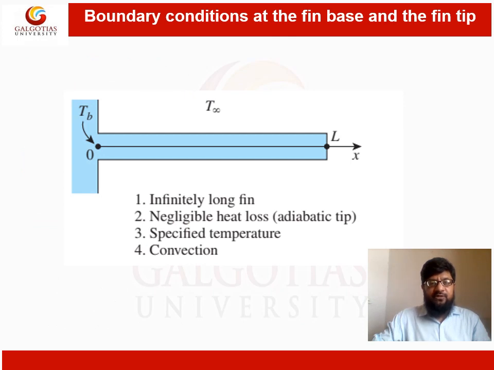So as I have told you, there may be many conditions at the end of the fin, that is the tip. In the first case, it is the infinitely long fin. Second is negligible heat loss, meaning an insulated or adiabatic tip. Third is that the temperature is specified at this end, and the fourth one is that the temperature at this tip can be given by convection, meaning the convection is taking place at the tip.